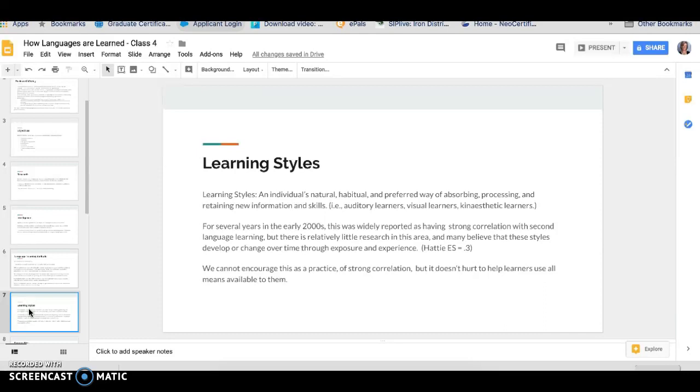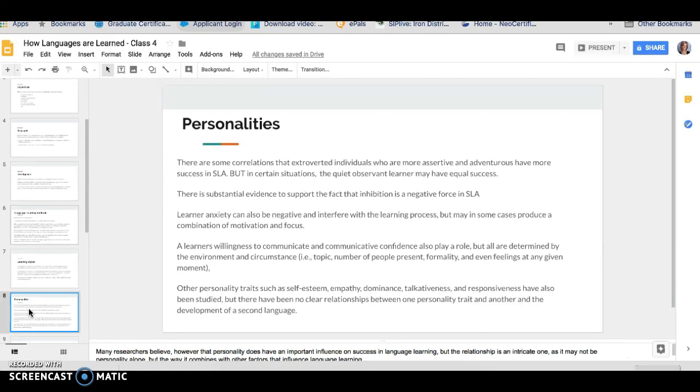So interesting, something that I did as a teacher, and spent a lot of time on, but there's just not a lot of correlation, especially for our ELL learners. So we can't encourage this necessarily as a practice of strong correlation, but it doesn't hurt to help learners use any means available to them, if drawing pictures or having the kinesthetic piece. These are just a variety of activities that help learners make those connections and learn, but we shouldn't put too much emphasis on them. All right, let's talk a little bit about personalities.